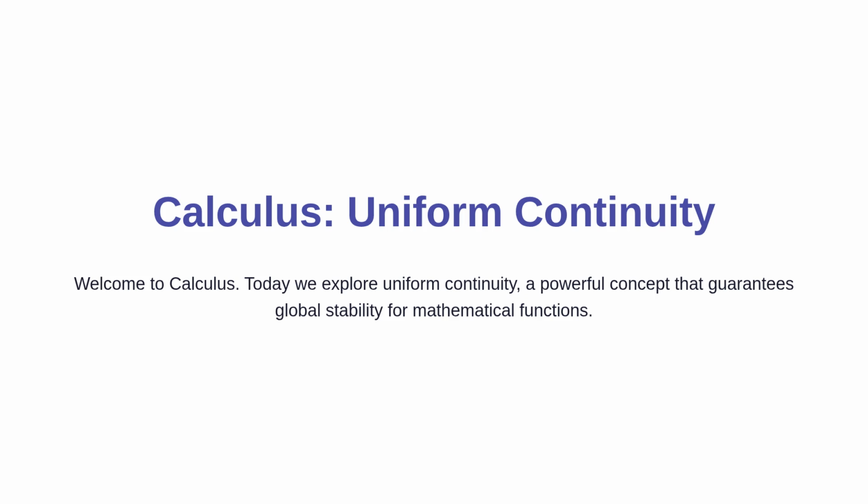If you have already studied regular continuity, you know it ensures a graph has no breaks or jumps. But uniform continuity takes this a step further. It provides a global guarantee about how a function behaves across its entire domain. Understanding this difference is crucial for advanced mathematics, physics, and computer science. Let us dive in and build our intuition from the ground up.